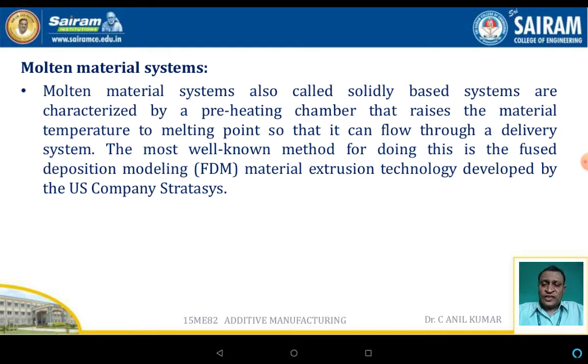Now, what we are discussing is with respect to the molten material systems. Molten material systems are also called solid base systems, which are characterized by a preheating chamber that raises the material temperature to the melting point so that it can flow through the delivery system. Normally, the delivery system we are using is the nozzles. The most well-known method in this system is FDM, which is called fused deposition modeling, a material extrusion technology developed by the US company Stratasys.